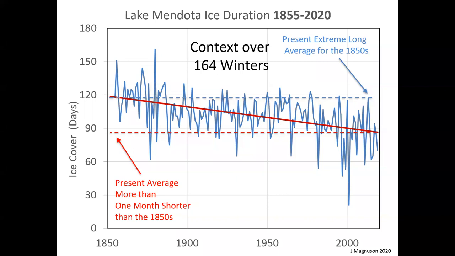And in fact, if you put that in another context, you could say that if you're a winter person who likes to skate and fish and things like that in the wintertime, you've lost 25%, 1 month or 25% on average of winter, measured by duration of ice cover. 164 winters we have now. Next slide.